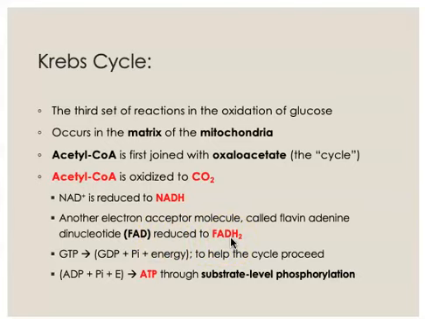Just like we saw in glycolysis, it's going to take a little bit of energy to get the Krebs cycle going, and that energy is going to come in the form of GTP. But just like we saw in glycolysis, that energy is going to get recouped by building a little bit of ATP through substrate level phosphorylation.